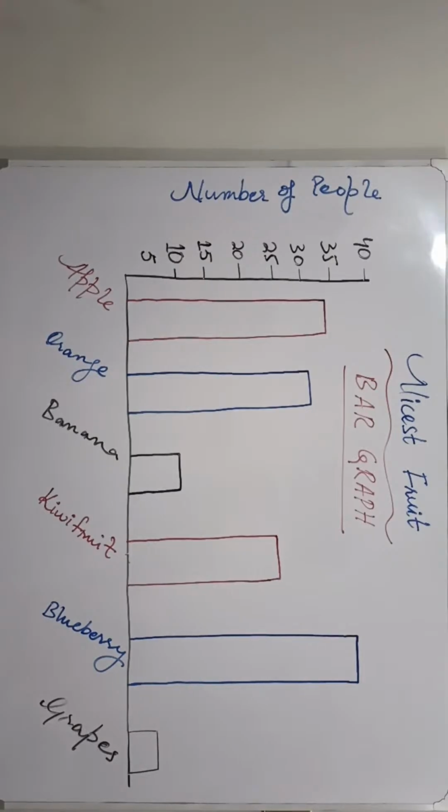You can see that there are 1, 2, 3, 4, 5, 6 bars. Now what do they indicate? These 6 bars indicate what? Something is written at the bottom, something is written at the left hand side, and this is the whole story about the bar graph.